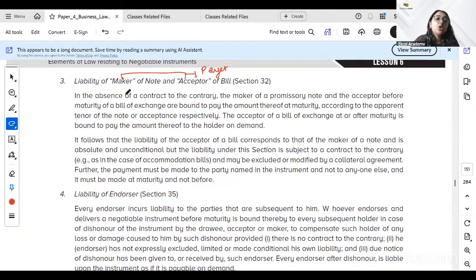So in the absence of a contract to the contrary, the maker of a promissory note and the acceptor before the maturity of the bill of exchange are bound to pay the amount thereof at maturity and according to the apparent tenor of the note or the acceptance respectively. Okay, the acceptor of a bill of exchange at or after maturity is bound to pay the amount, right? It follows that the liability of the acceptor corresponds to that of the maker of the note. Why? Because they are the ones who will be paying the amount.